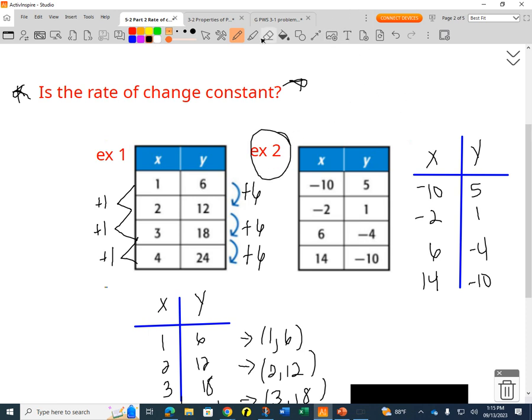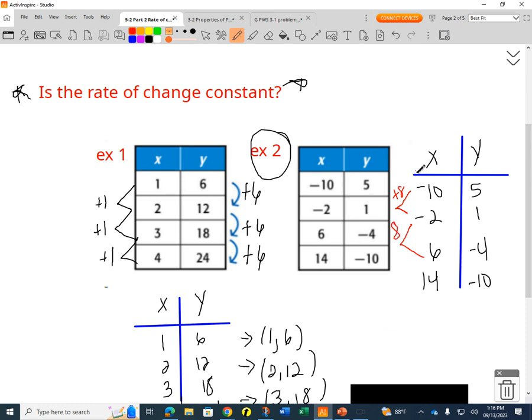Well, let's start with the x's. What do I have to do to get from negative 10 to negative 2? I'm going from the left of the number line to the right, right? So we're adding 8. That's exactly right. Negative 10 plus 8 gives me negative 2. If I go from negative 2 to positive 6, can I add 8? I can, and you can check it on your calculator.